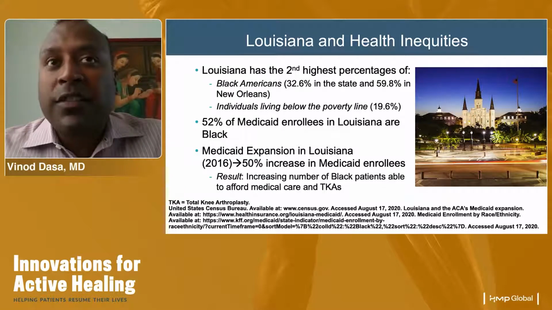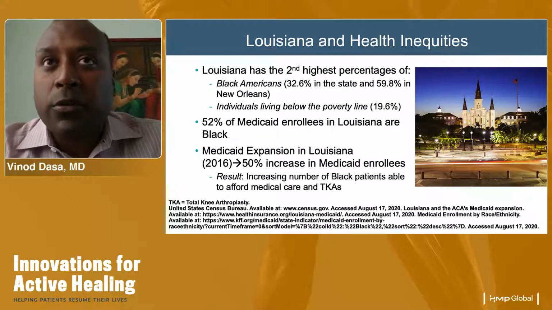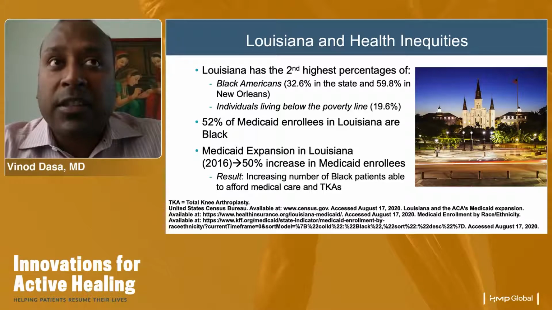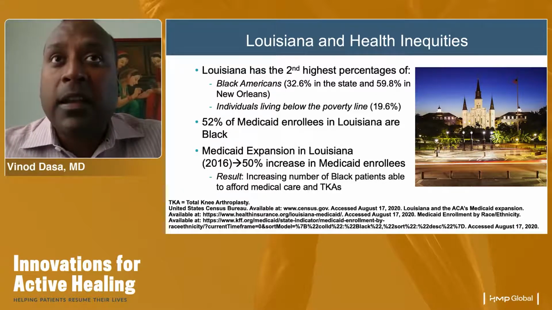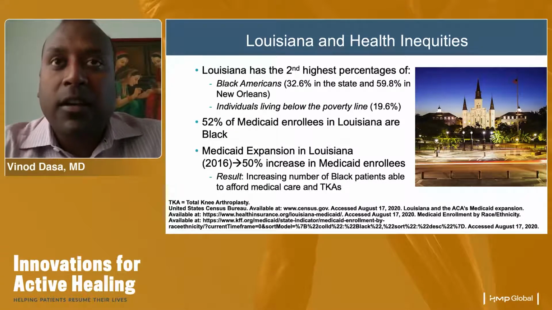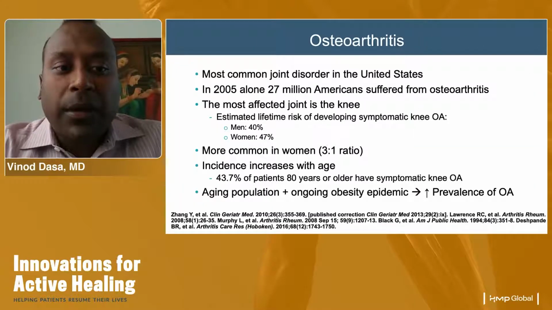And so over the last few years, our department and our research program has put a lot of emphasis and resources into understanding health disparities and their impact on outcomes. So osteoarthritis in general is the most common joint disorder in the US.